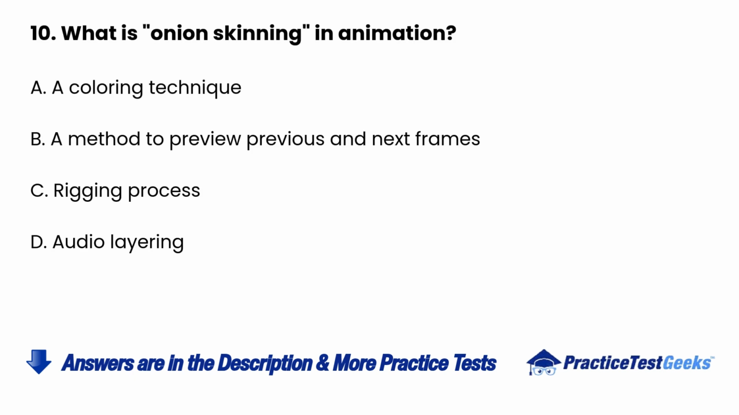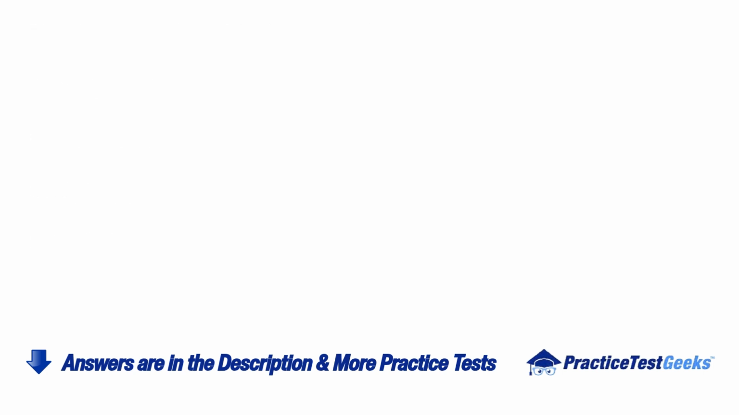10. What is onion skinning in animation? A. A coloring technique. B. A method to preview previous and next frames. C. Rigging process. D. Audio layering.